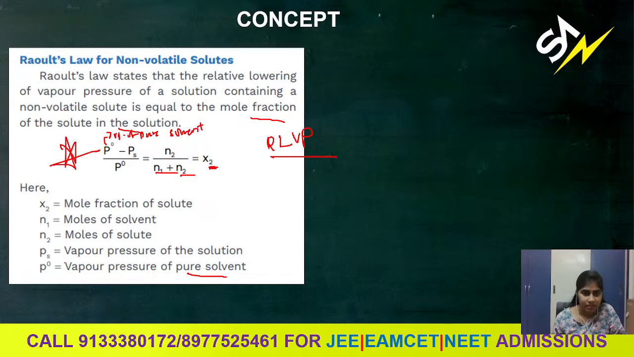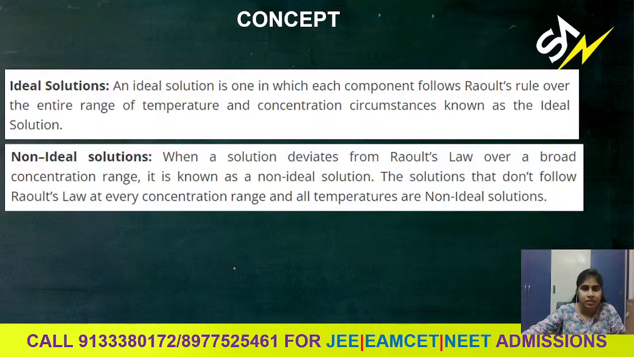Here, as we have discussed, PS is the vapor pressure of the solution, and P0 is the vapor pressure in its pure state. So this is about Raoult's law. From this Raoult's law, we can define ideal solutions and non-ideal solutions.